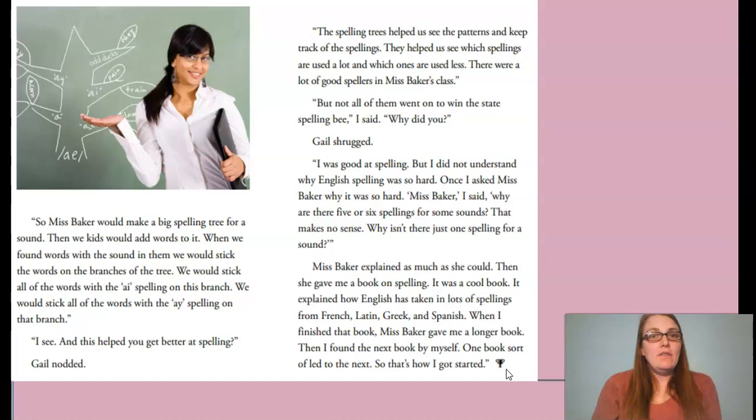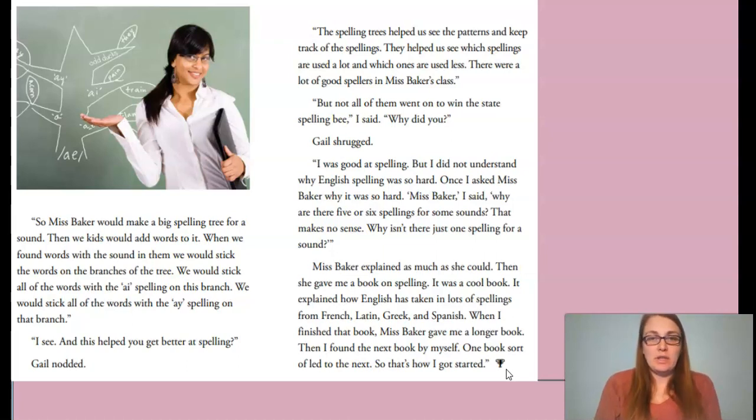"There were a lot of good spellers in Miss Baker's class." "But not all of them went on to win the state spelling bee," I said. "Why did you?" Gail shrugged. "I was good at spelling, but I did not understand why English spelling was so hard. Once I asked Miss Baker why it was so hard. 'Miss Baker,' I said, 'why are there 5 or 6 spellings for some sounds? That makes no sense. Why isn't there just one spelling for a sound?'"